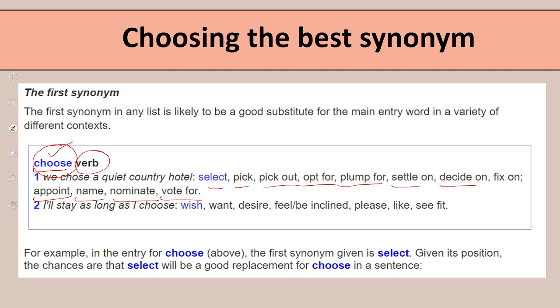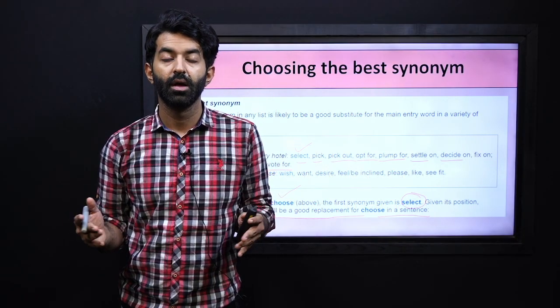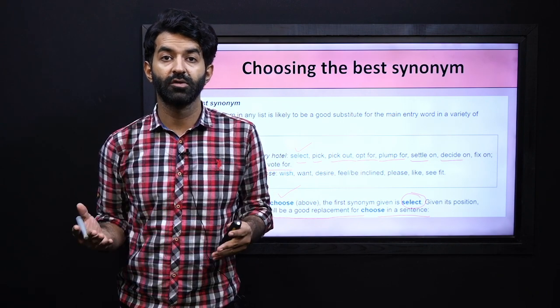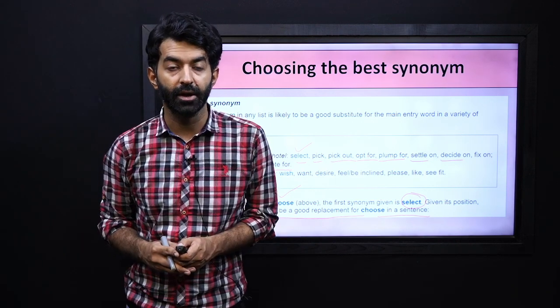Now let's look at the first word, select. This is the strongest and closest meaning to replace the word choose. For example, in the entry for choose, the first synonym given is select. Given its position, the chances are that select will be a good replacement for choose in a sentence. Now, if I say, I chose the best clothes, you can also say, I selected the best clothes. I picked out the best clothes. So all these are synonyms.